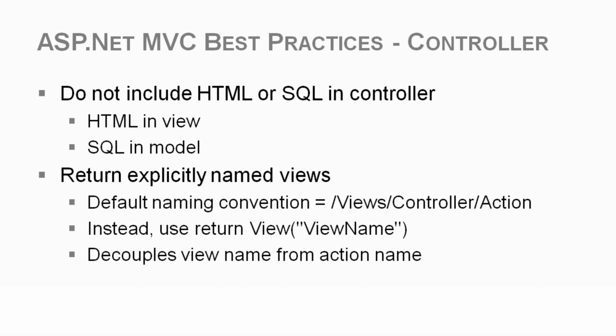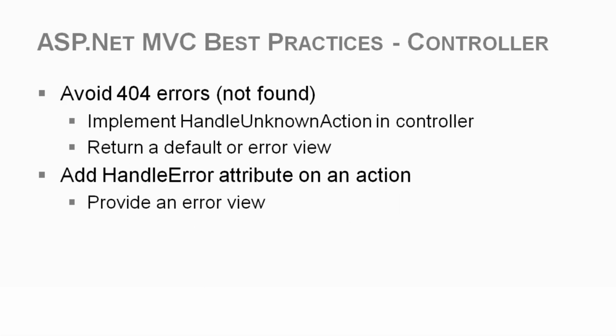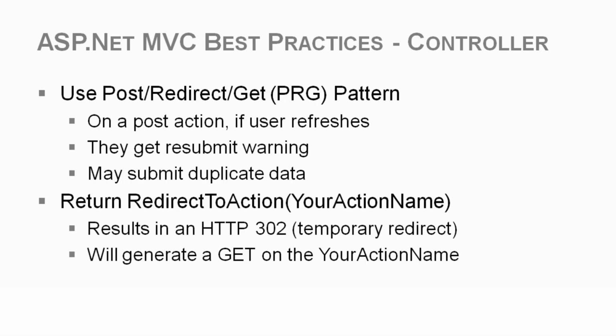So instead, use the return view with a parameter for the view name, and that will decouple that view name from the action name. And remember that view name is the file name of the view. And 404 errors can be avoided a little bit by implementing handle unknown action in the controller, so you can return a default or an error view as opposed to the generic 404 error page. You can also add a handle error attribute on any action and return an error view instead of a more generic 500 error.